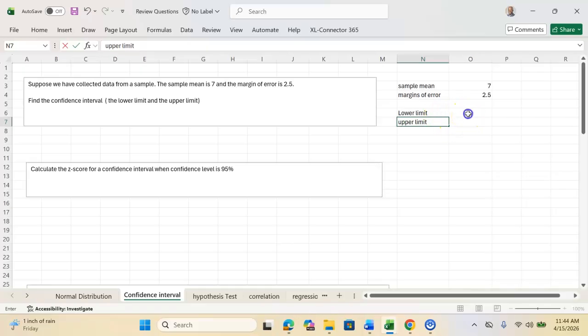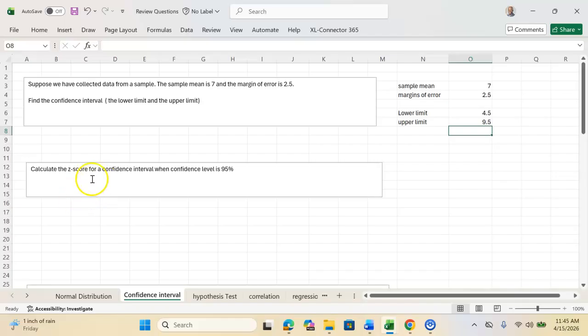To find the lower limit, just put an equal sign and take 7 minus 2.5, and that's our lower limit. Put an equal sign, click on 7 plus 2.5, and you get the upper limit. So everything was calculated for us here, so it's good.